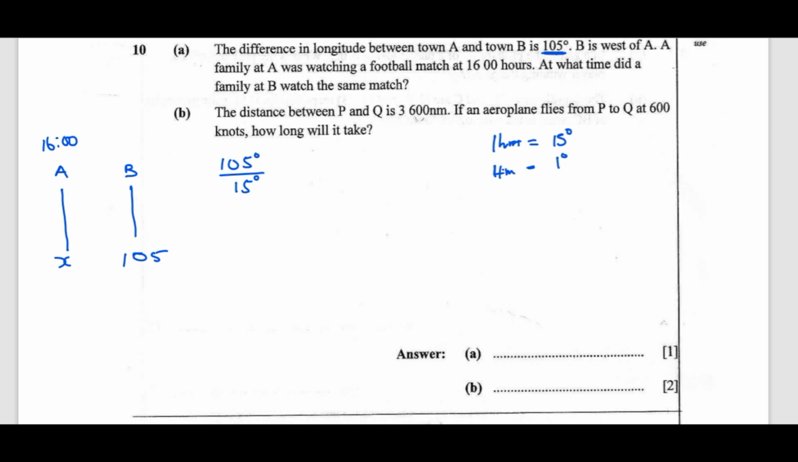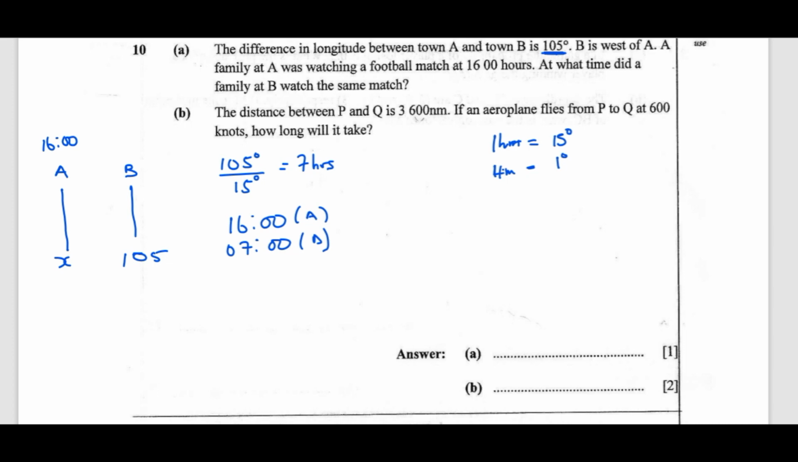So 15 into 105, what are we going to have? We're going to have 7, so that is 7 hours. This 7 hours is the difference between A and B. Because we have the time at A, which is 16 hours, this is for town A, and this is the difference in time.